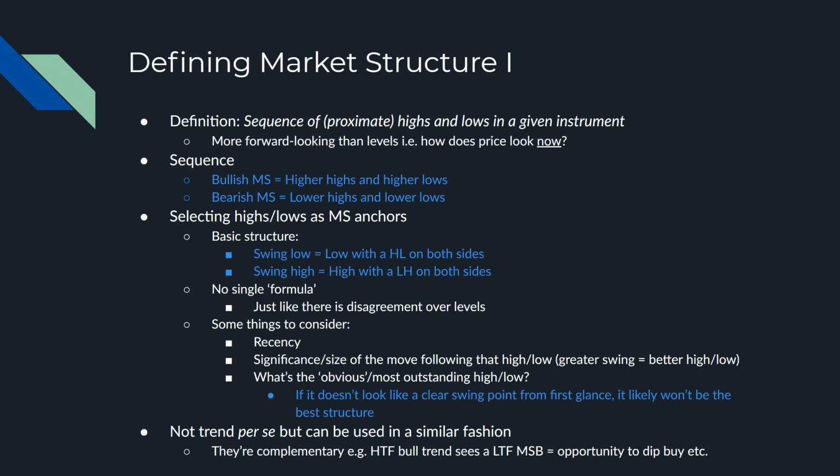As to the question whether market structure and trend are the same, I would say they're not. They're somewhat complementary and can be used in a similar fashion. I don't think you need to pick between one or the other, and I don't even think they conflict a lot of the time. So for example, you may have a high time frame bull trend, which sees a low time frame market structure break, and it's not like you have to pick which one is correct. They both provide different types of contexts, and in that case, with the low time frame breakdown in a high time frame uptrend, that could just lead you to the conclusion of a potential opportunity to buy a dip.